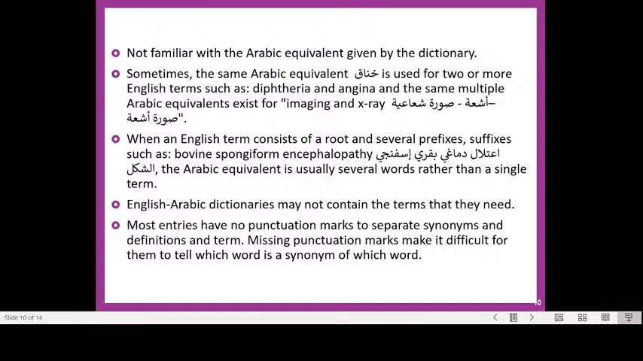English Arabic dictionaries may not contain the term that they need. They also said that most entries have no punctuation marks to separate the synonyms, definitions, and the term. Missing punctuation marks makes it difficult for them to tell which word is a synonym of which word.